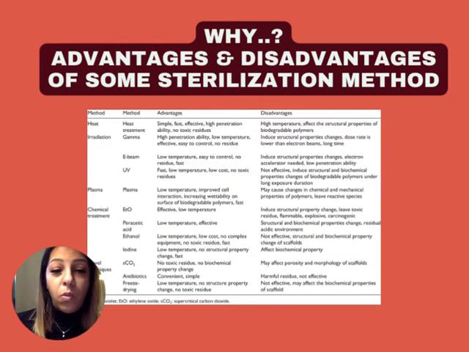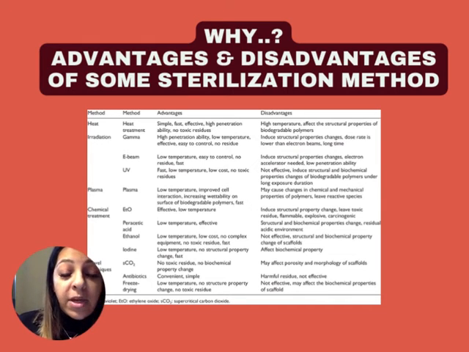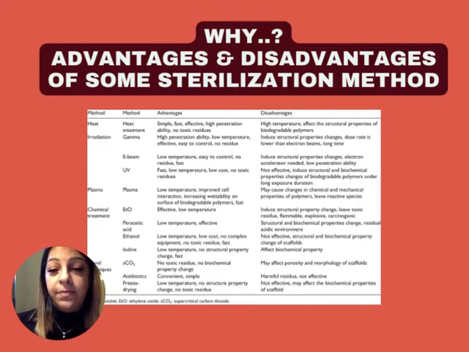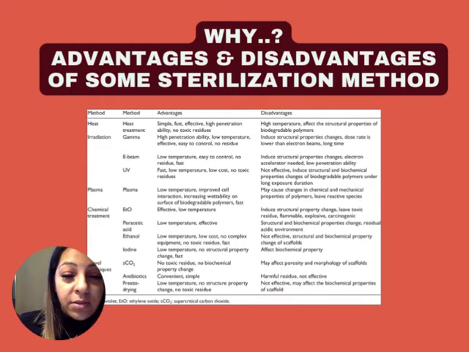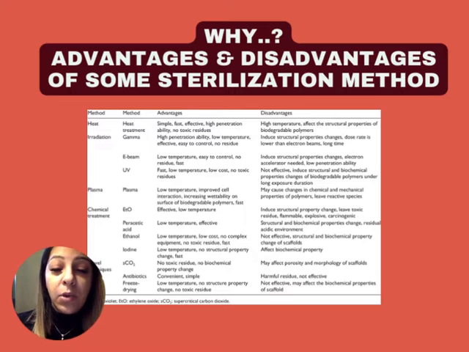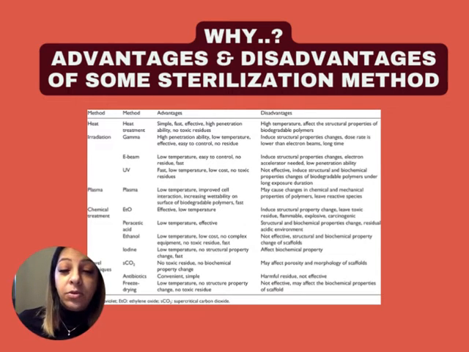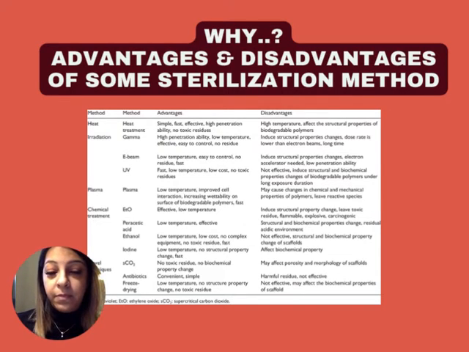Now, some of the advantages of sterilization methods include, for heat sterilization: it is simple, fast, effective, has high penetration, and leaves no toxic residues. Whereas for irradiation: it has high penetration ability, low temperature, is effective, easy to control, and leaves no residue.